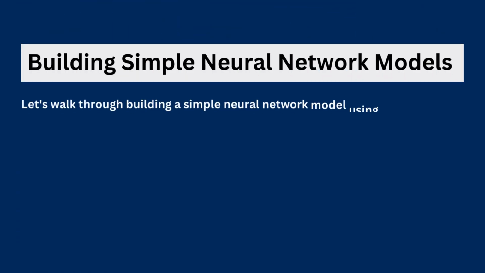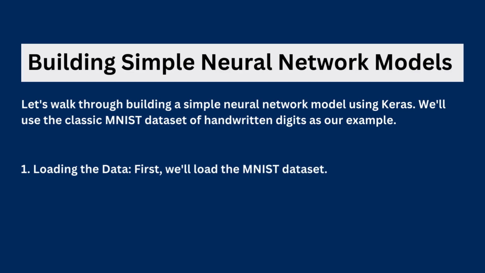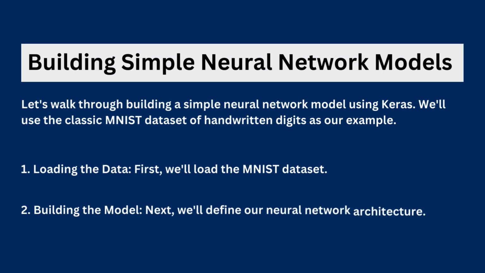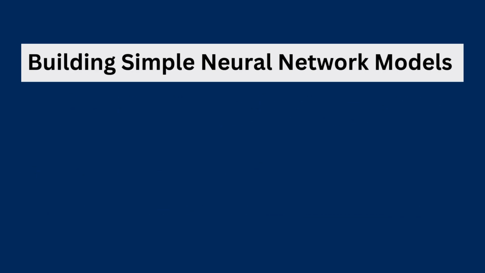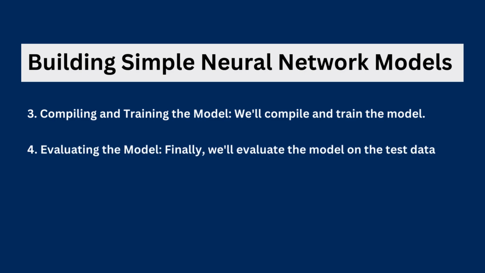Let's walk through building a simple neural network model using Keras. We'll use the classic NIST dataset of handwritten digits as our example. 1. Loading the data. First, we'll load the NIST dataset. 2. Building the model. Next, we'll define our neural network architecture. 3. Compiling and training the model. We'll compile and train the model. 4. Evaluating the model. Finally, we'll evaluate the model on the test data.